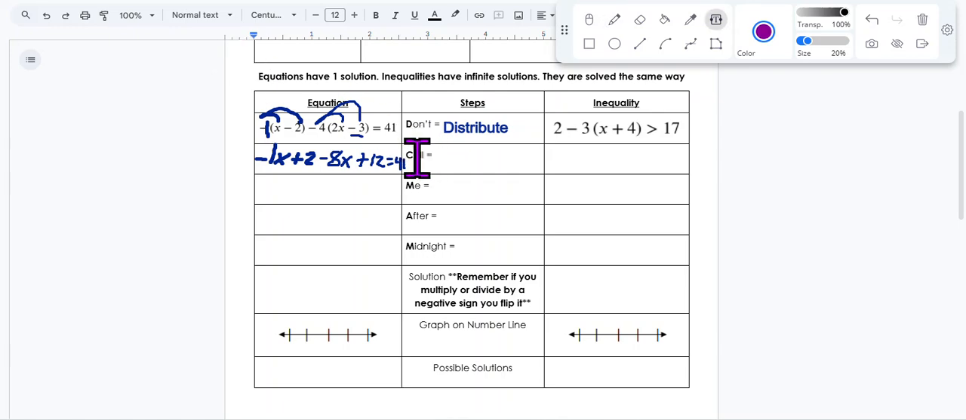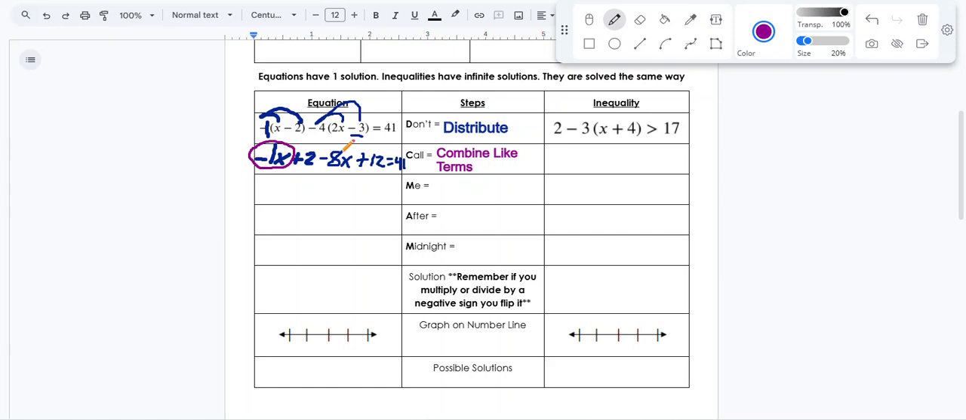All right, my next step here, it says "call." Don't call me after midnight. Call starts with C, right? So call starts with C. We just learned something last class that starts with C, and it's called combine like terms. So we combine our like terms, right? So remember, like terms have the same variables, right? And the same exponent. So I see I have a negative 1x.